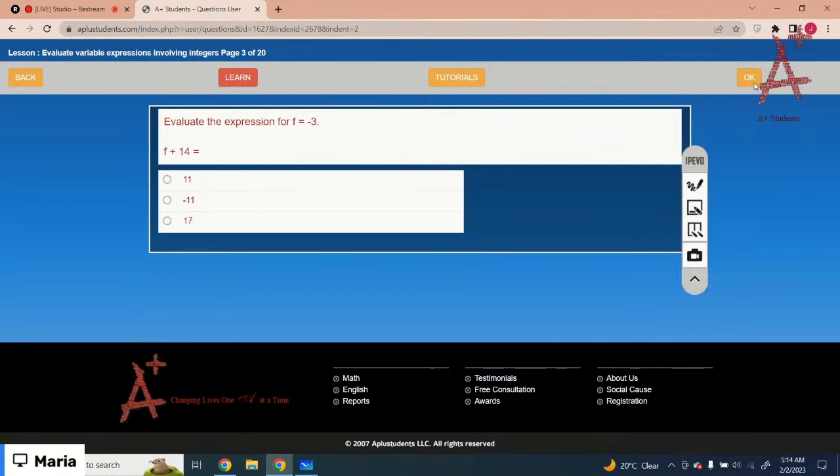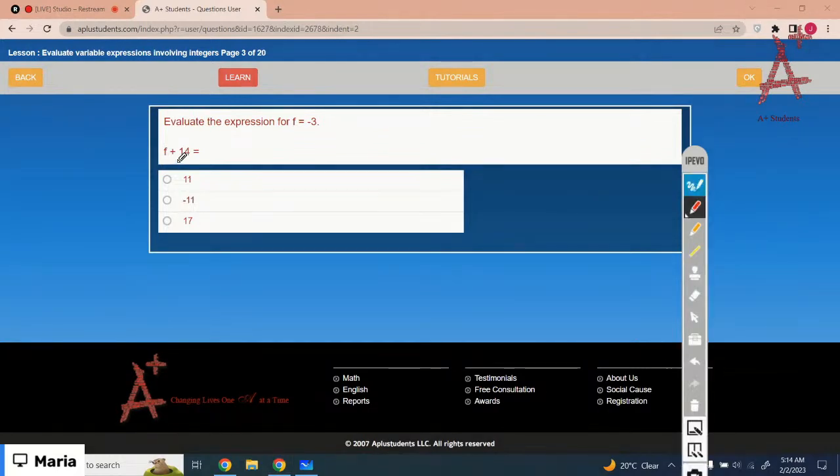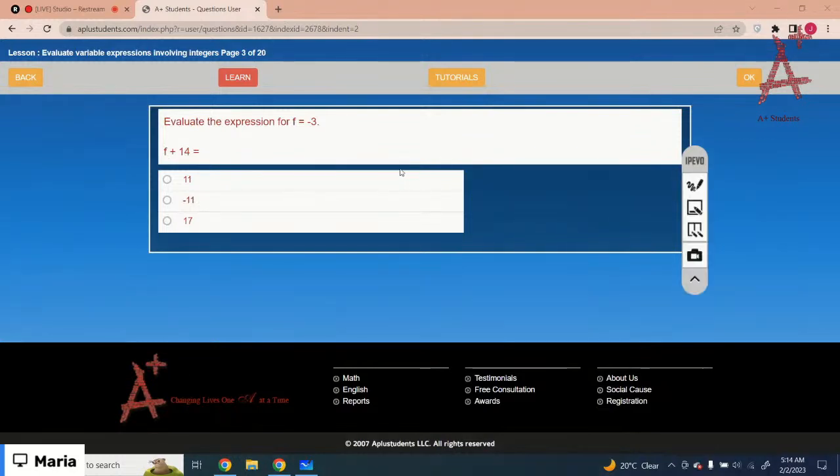Evaluate the expression for f equals -3. The expression is f plus 14. So just replace the f with the value. It is -3 plus 14. Got it? So 14 minus 3 is 11. So the correct option is 11. Just select the correct option and click on the OK button.